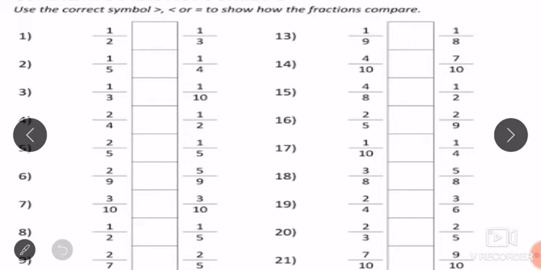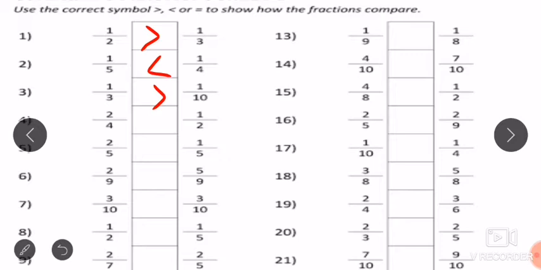Yes, correct. 1 by 2 is greater. Now come to the next, 1 by 5 is greater or 1 by 4? Yes, correct. 1 by 4 is greater in this. Remember the rule, 1 by 3, 1 by 10. Correct. 1 by 3 is greater because the smaller denominator becomes the greater fraction.